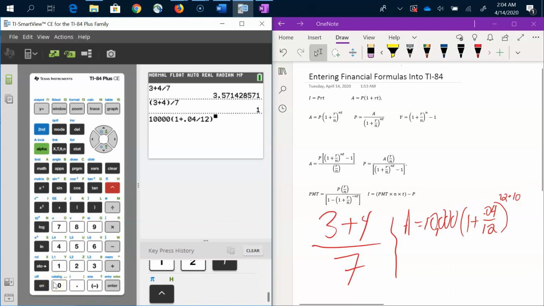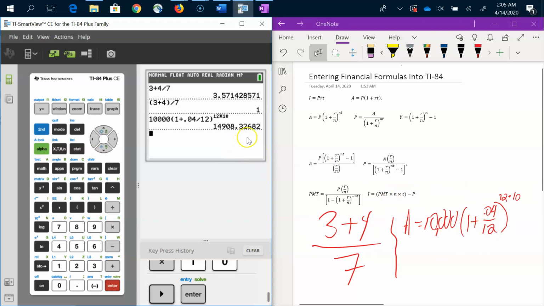Now you could put 120 if you in fact know that 12 times 10 is 120, but let's just say I do not know. 12 times 10. Okay. Now in the newer calculators, it keeps the exponent raised and high, but in the older ones you might have to put a caret, but then in parentheses put 12 times 10. I'll go ahead and hit enter here. So the total amount after 10 years at 4% compounded monthly is $14,908.33 if I round.